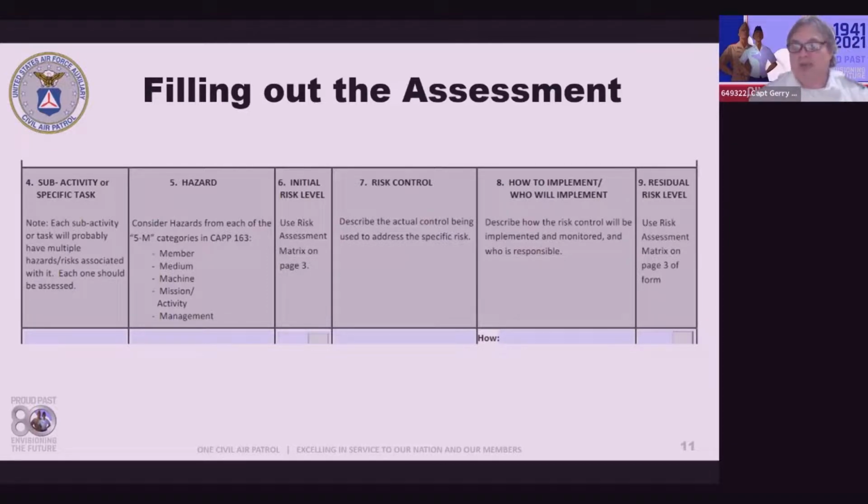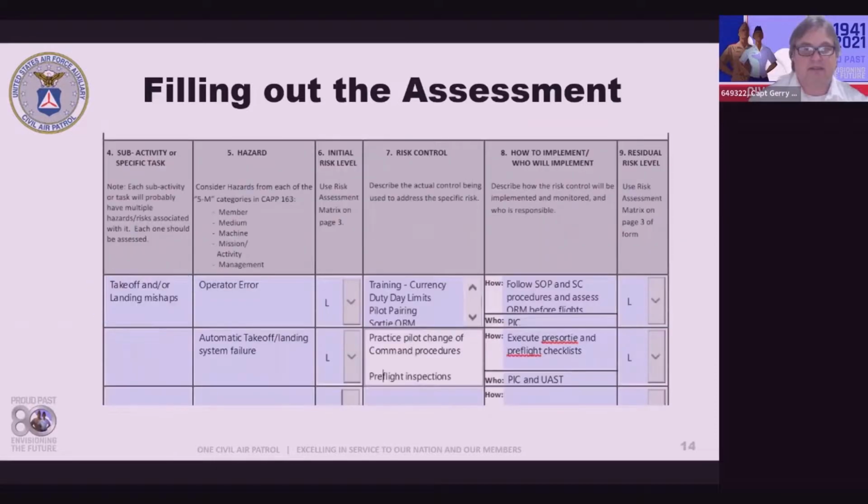So how would it be implemented? Through, you know, training procedures. And who would implement that? The PIC. The PIC, exactly. All right, good. And that's what you've got to do with every single one that you're looking at, okay? And this is why I say it's a living document, because as you encounter stuff, you're going to come up with more and more things to fill out on this form.